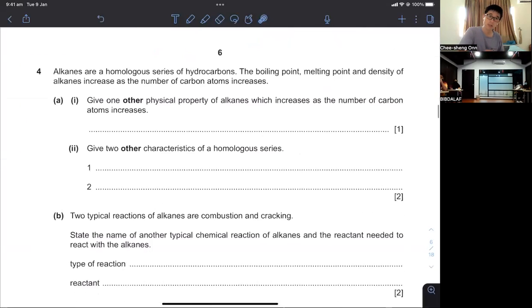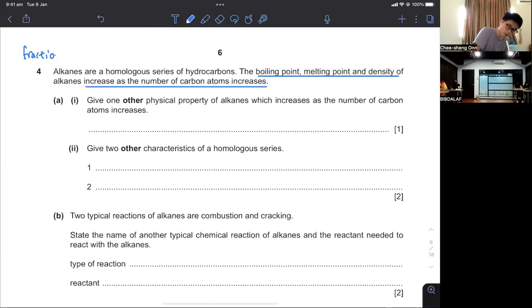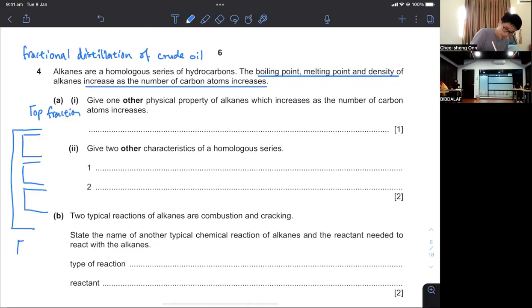Okay, now let's continue on this. Now, alkanes are a homologous series, and they told you that the boiling point, melting point, and density increase as the number of carbon atoms increases. This one you can relate to fractional distillation of crude oil. You know, the 4 to 5 marks essay where you have to describe the process. You have crude oil at the bottom, and then you heat it, and they will go up as a gas, so you boil it, and then they will condense.